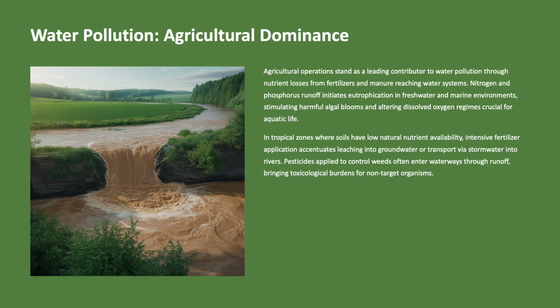The dominance of agriculture in water pollution highlights the complex tension between food production and environmental protection. As global food demand grows, agricultural intensification becomes more prevalent, increasing the risk of nutrient and chemical pollution. However, this challenge also presents opportunities for implementing better management practices such as buffer zones, precision agriculture, controlled fertilizer application, and improved soil conservation. Addressing agricultural impacts is essential to restoring water quality and protecting the long-term health of aquatic ecosystems.